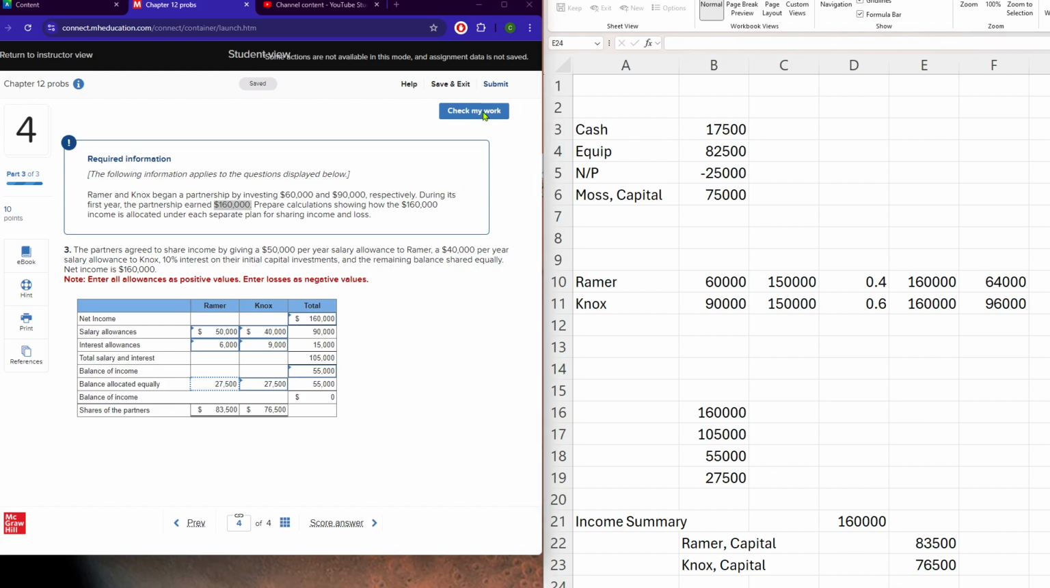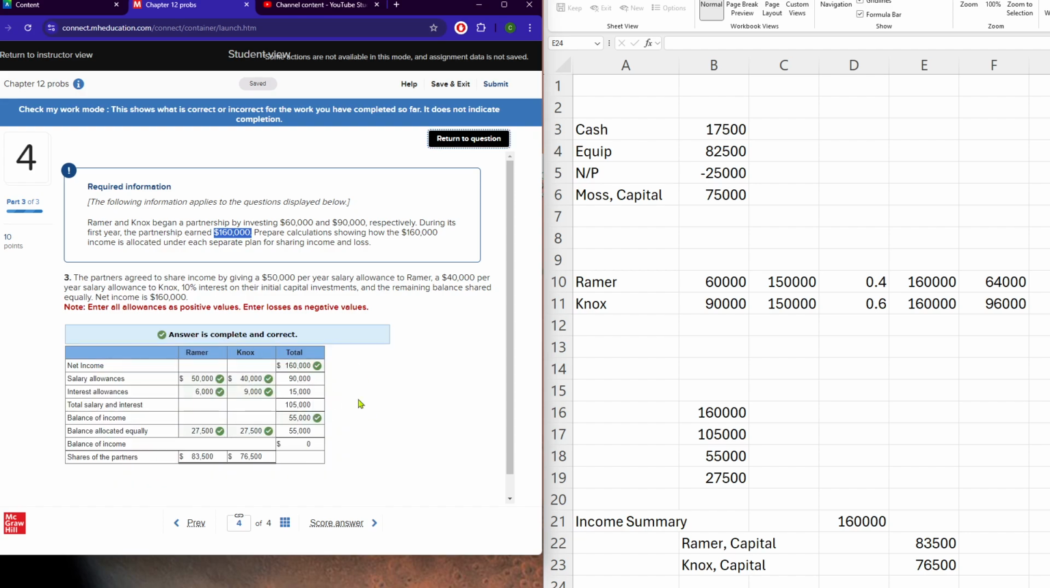Let me make sure it's right. Okay. Looks good. And I'll be doing these from time to time, probably every week, actually, just to make sure you understand. One thing is getting the answer right. One thing is actually understanding what it's talking about. And hopefully this will be very helpful.